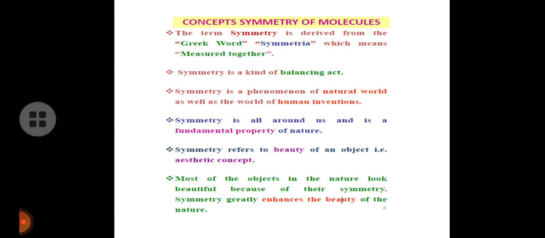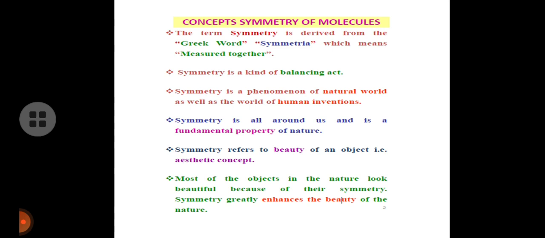The term symmetry is derived from the Greek word symmetria, which means measured together. Symmetry is a kind of balancing act. Symmetry is a phenomenon of the natural world as well as the world of human inventions. Symmetry is all around us and is a fundamental property of nature.